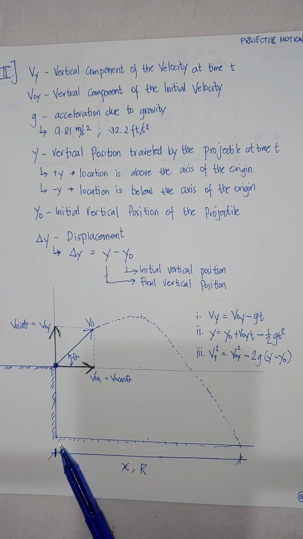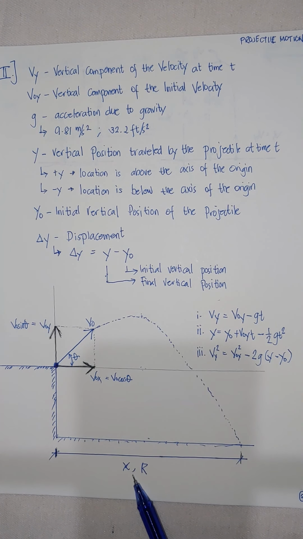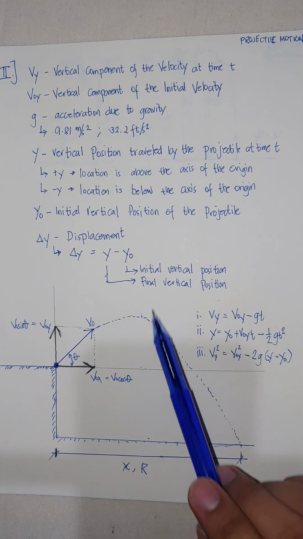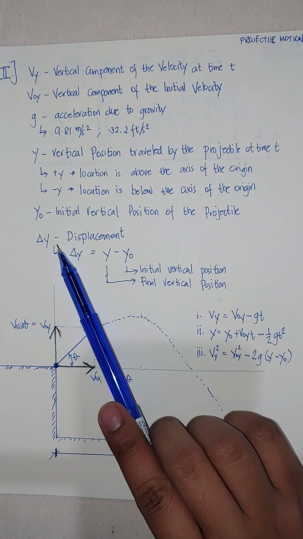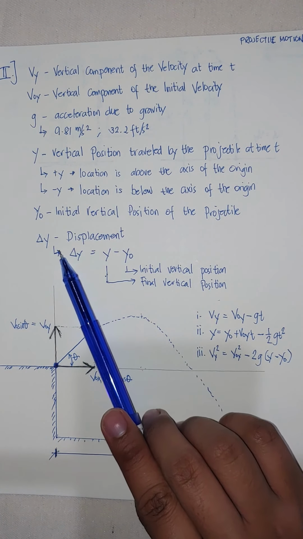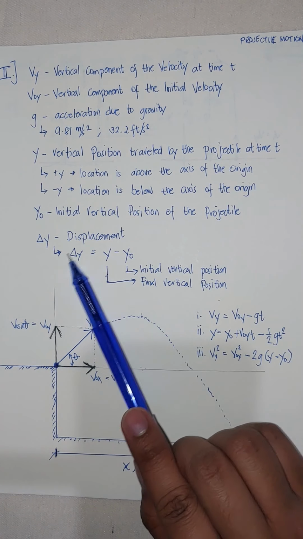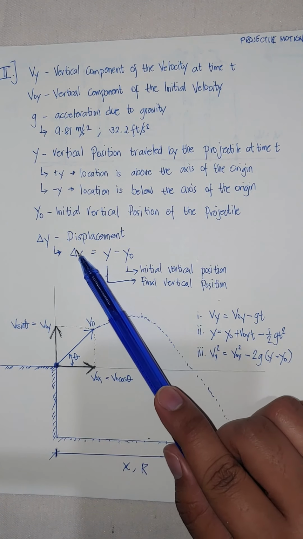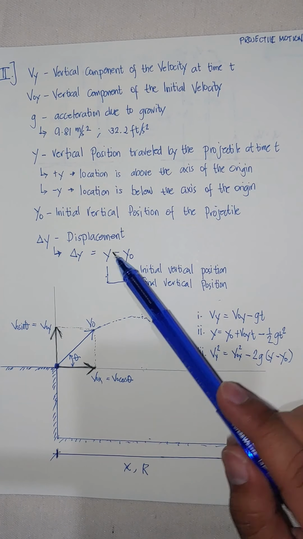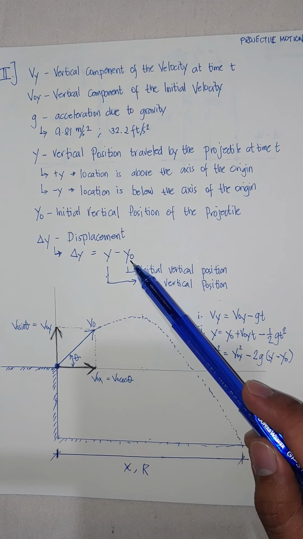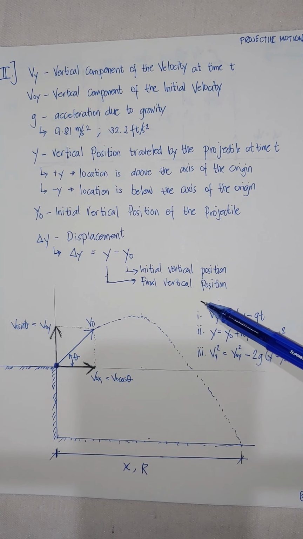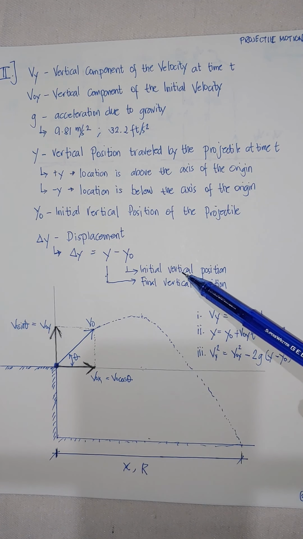The distance traveled horizontally by the particle from starting to final, we call that x. We denote it with x or r. And then delta y, if you remember our first discussions, the delta represents displacement. So delta y is the displacement along the vertical position. So delta y is just equal to y minus y naught, or the final vertical position minus the initial vertical position. So these are our three equations for the vertical components of projectile motion.